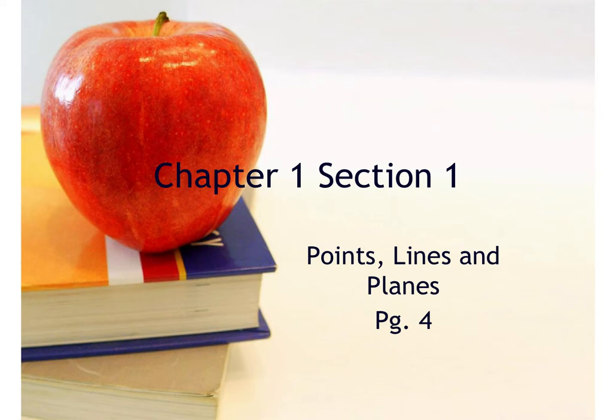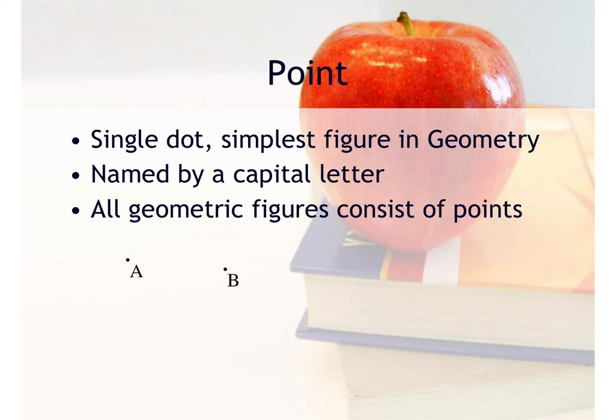All right, this is chapter 1, section 1, points, lines, and planes. First thing we're going to talk about is a point. A point is a single dot. It's the simplest figure in geometry. It's named by a capital letter, and all geometric figures consist of points, okay? We've got 2 points. We've got A and B here.